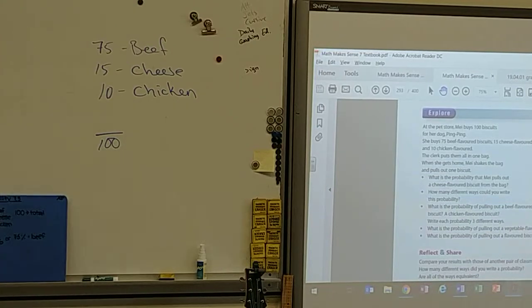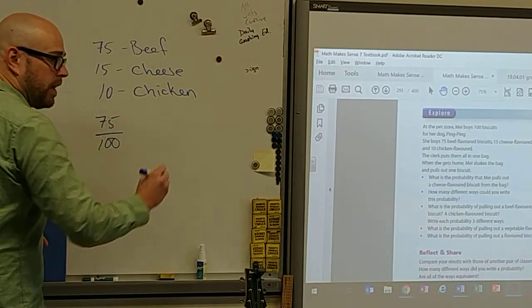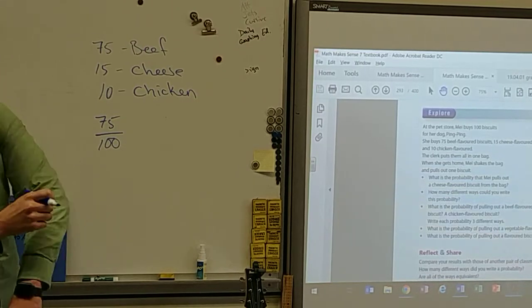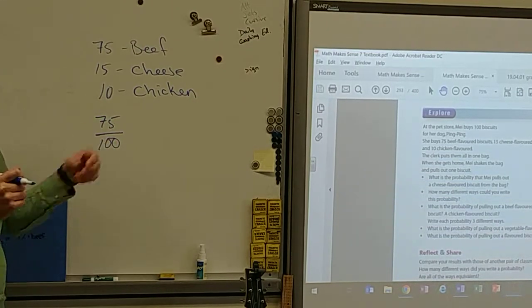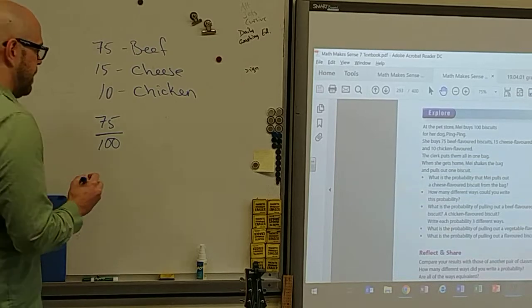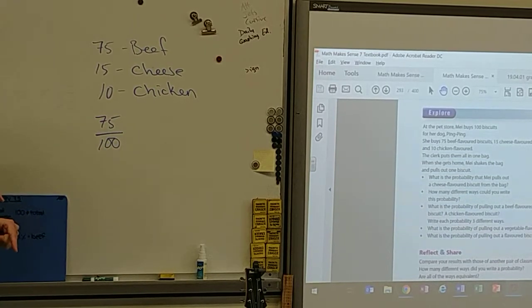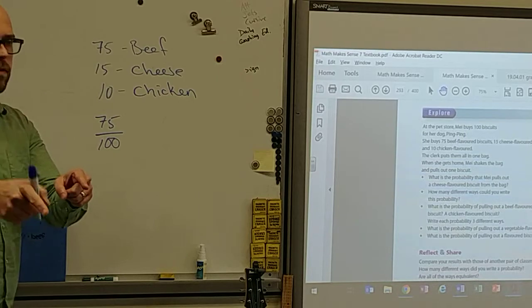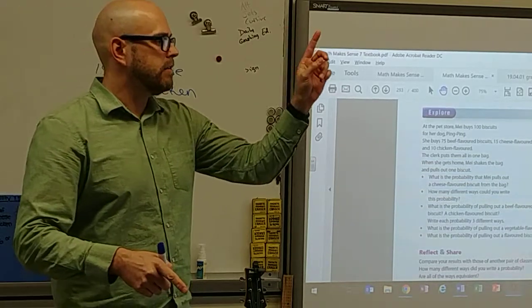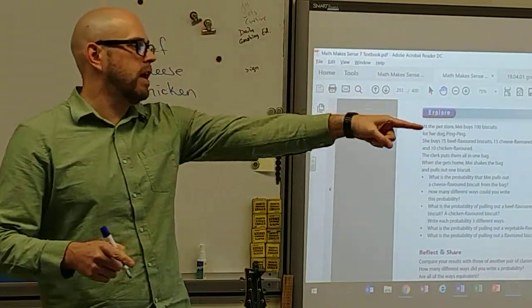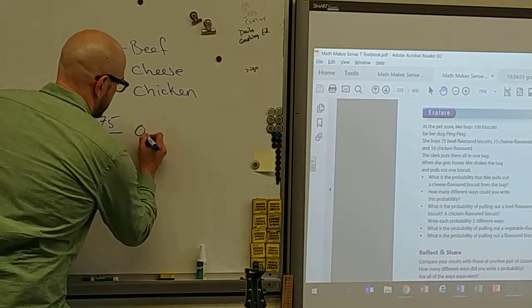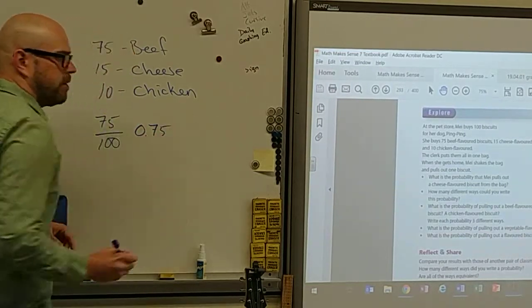How many of those biscuits are beef? 75. So we got 75 out of 100 times. She reaches in 100 times, 75 times, there's going to be a beef attached to that. So what's this as a decimal then? If I got 75 hundredths, can you write that as a decimal? I'm seeing a few scratching them out on their pads there. You got it. Awesome. So that is 0.75.